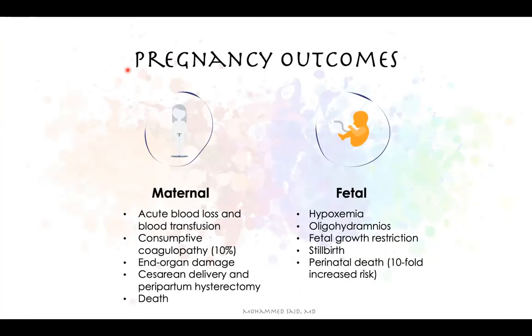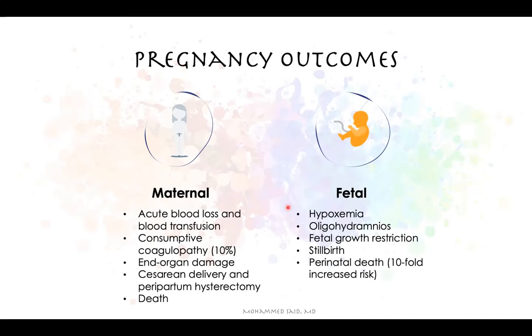So now let's talk about the pregnancy outcomes. So what are the outcomes? It's maternal and fetal, and they all make sense. I mean, the patient is bleeding, so acute blood loss, blood transfusion, DIC in 10%, and organ damage, because this is an acute and emergency situation, so higher incidence of cesarean deliveries and peripartum hysterectomies because of the atony and the associated blood loss, and then eventually death.